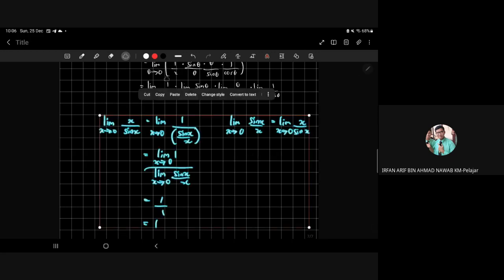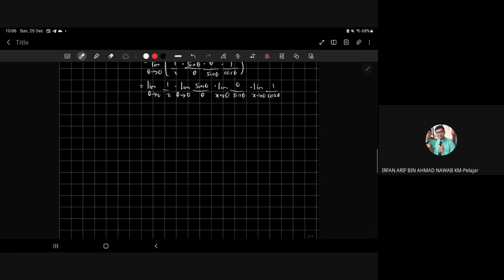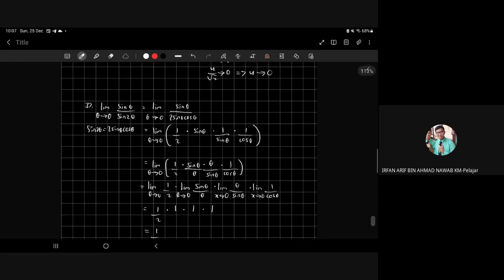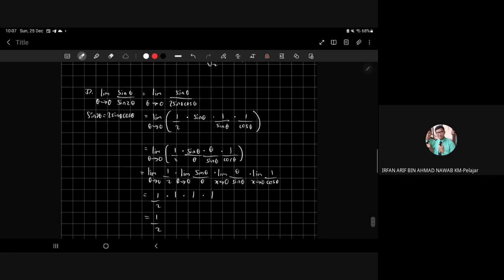Okay? So from here, we know that we can evaluate this limit very easily. This will be 1 over 2 times 1 times 1 times 1 as well. I guess 1 over cosine theta should be 1. Yes. So from here, our final answer should be 1 over 2. Tada. So question 37 is 1 over 2. Yep, that is correct.